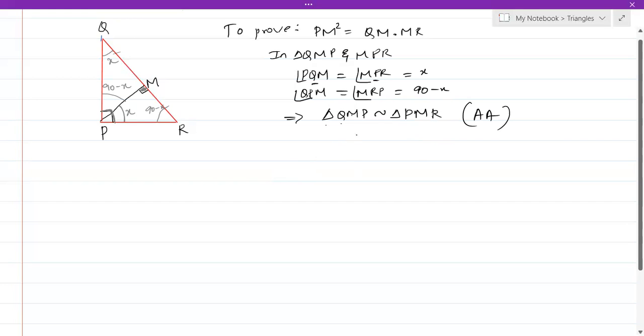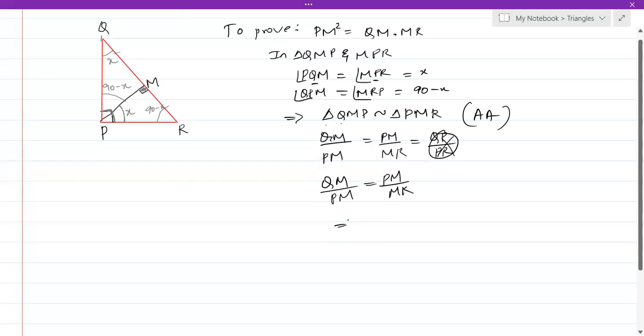Now, since two triangles are similar, corresponding sides are in proportion. Therefore, we get QM by PM is equal to MP by PR, MR. MP, I can write as PM by MR, which is equal to QP by PR. The last one is not required. Let's take only the first two. QM by PM is equal to PM by MR. So cross multiplying, what do we get? PM into PM is equal to QM into MR. Therefore, we got our result. PM square is equal to QM into MR. This is how we prove the required result.